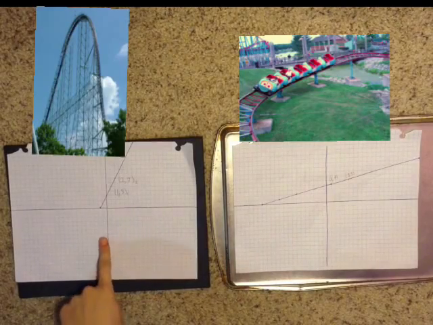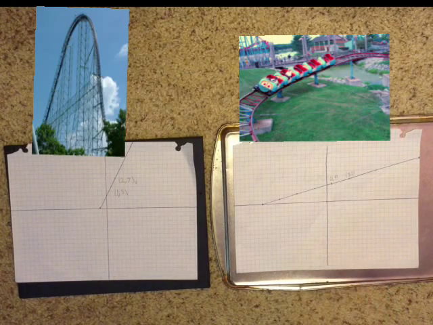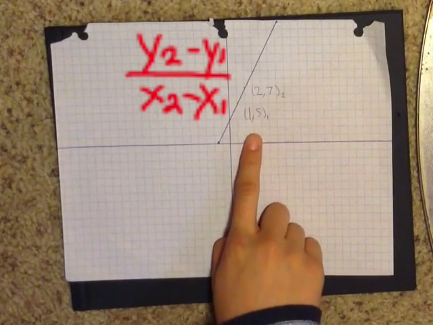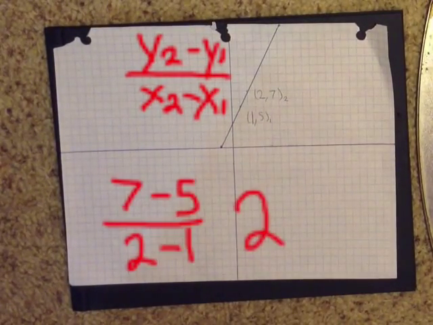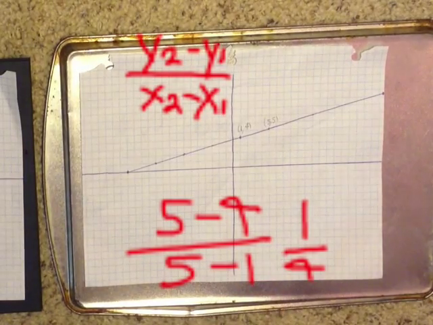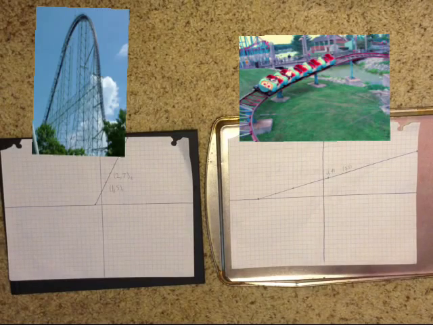Okay, let's say this is the real roller coaster and this is the kiddie coaster. The formula for slope is y2 minus y1 over x2 minus x1. If we want to find the slope of the real roller coaster, we would do 7 minus 5 over 2 minus 1 to get the slope of 2. If we want to find the slope of the kiddie coaster, we would do 5 minus 4 over 5 minus 1 to get the slope of 1/4. Since 2 is a lot bigger than 1/4, we can obviously see that the real roller coaster has a much steeper slope than the kiddie coaster.